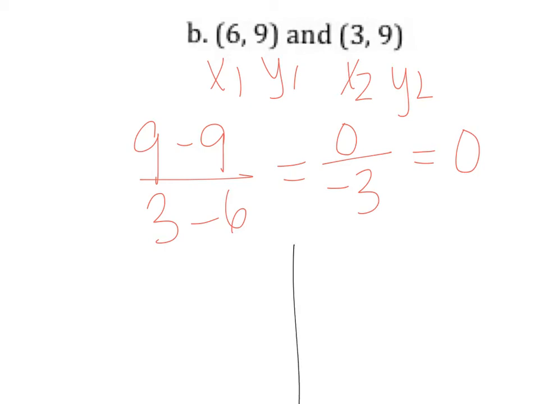Zero sloping lines, if you were looking at them on a graph, would be a horizontal line. Zero sloping lines are going to be horizontal lines. They have no slope. It's a zero slope. It's a flat line.